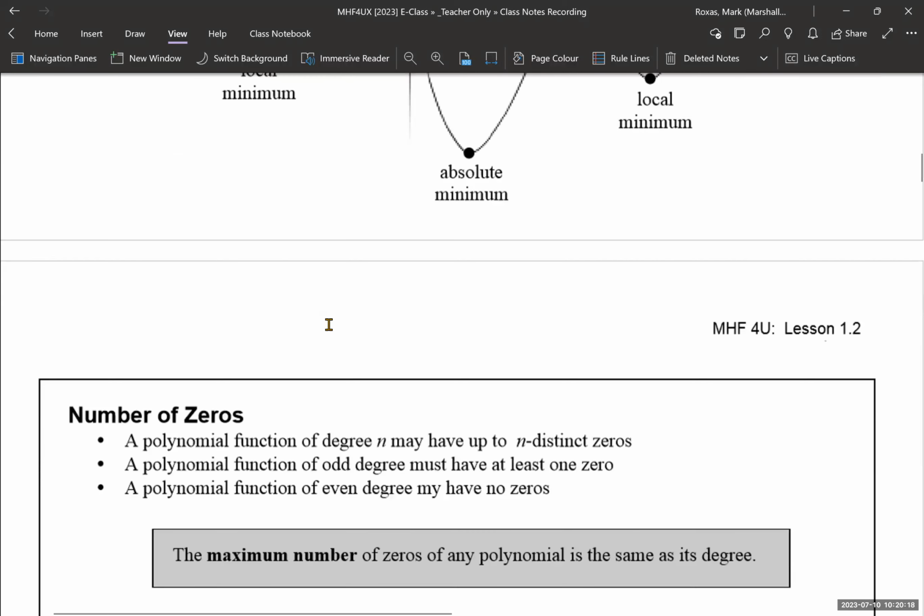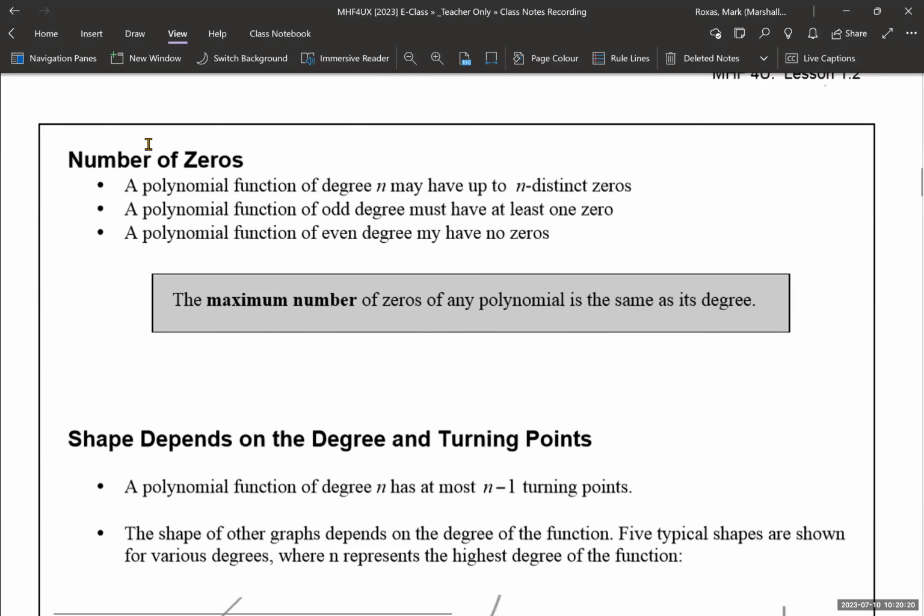All right, let's look at zeros as well. So a number of zeros. A polynomial function of degree n may have up to n distinct zeros. So if it's fifth degree, it can have 5 zeros. A quadratic is degree 2, it has up to 2 zeros. It can have 0, 1, or 2. A polynomial function of odd degree must have at least 1 zero. Okay, and a polynomial function of even degree may not have any zeros.